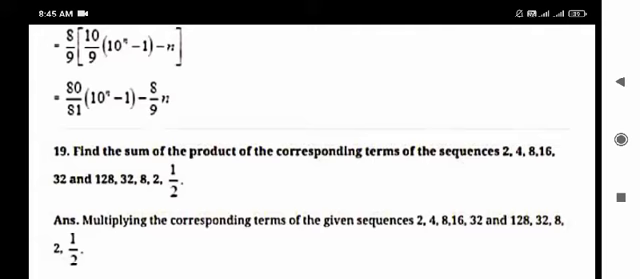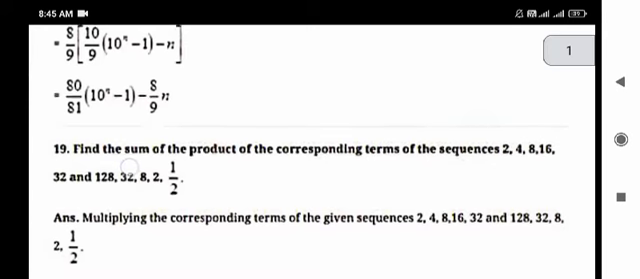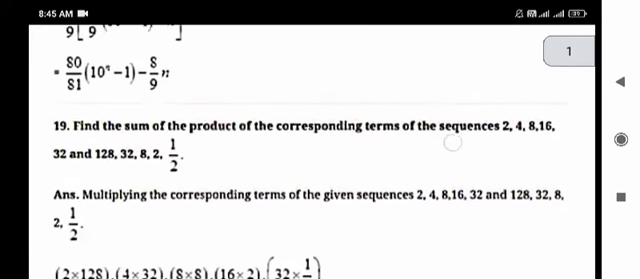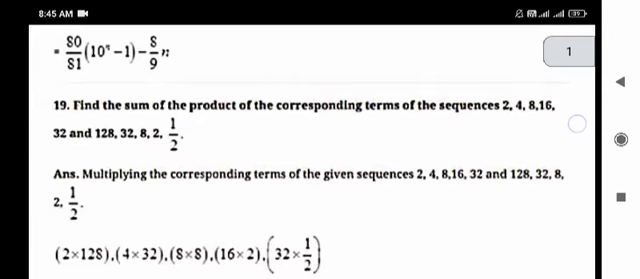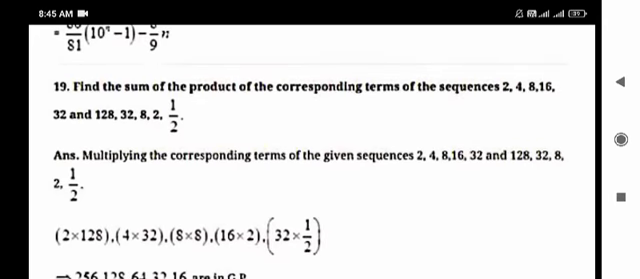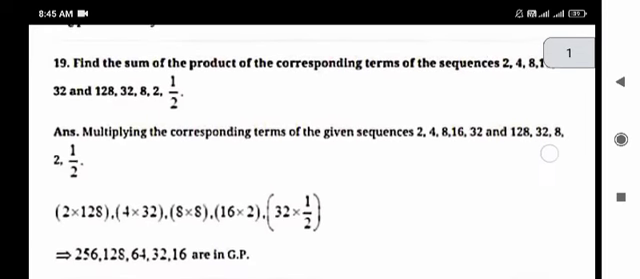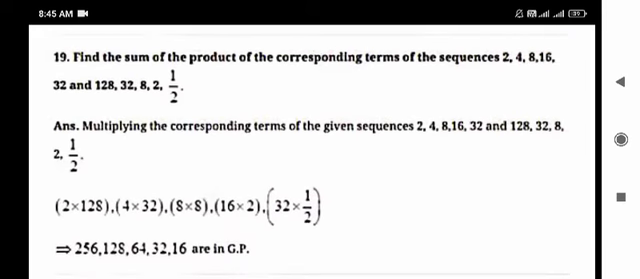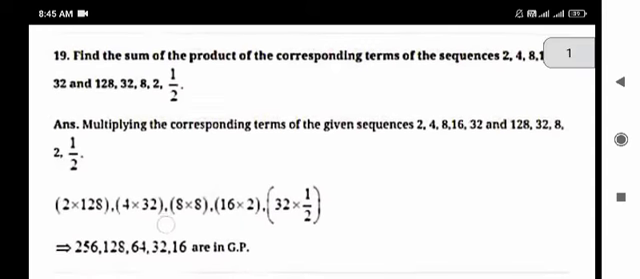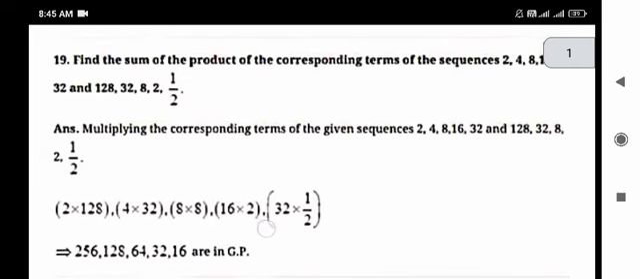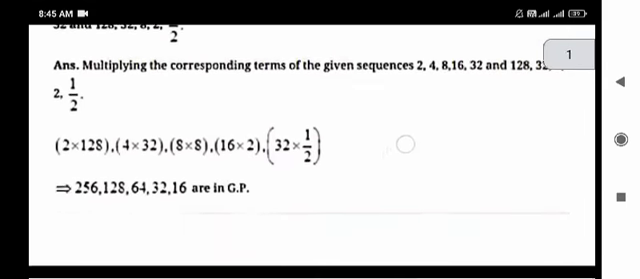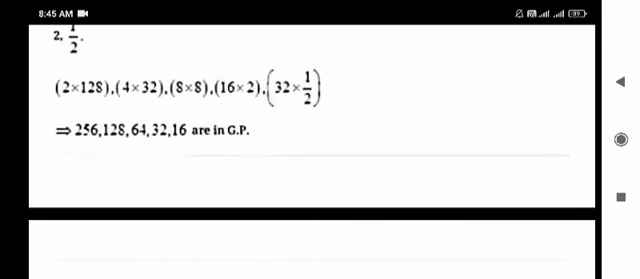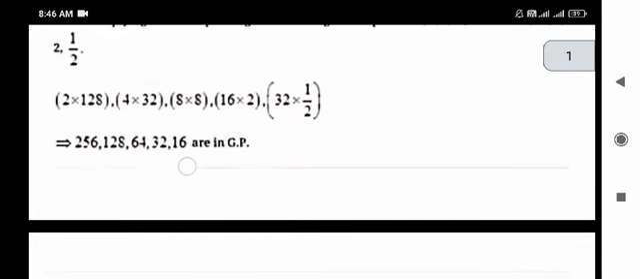Next, question number 19. Find the sum of the product of the corresponding terms of the sequences 2, 4, 8, 16, 32, and 128, 32, 8, 2, and 1 by 2. So what you have to do first is simply multiply the corresponding terms. That means 2 is multiplied with 128, 4 with 32, 8 with 8, 16 into 2, 32 into 1 by 2. Now, the resulting terms are 256, 128, 64, 32, and 16.